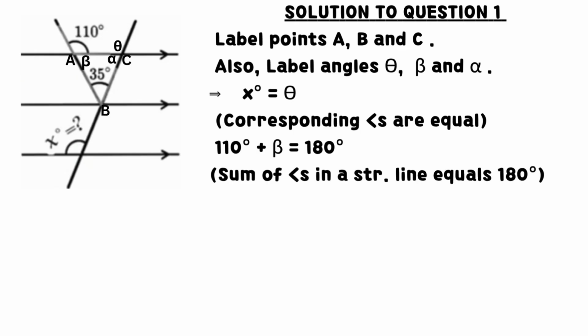The sum of 110 degrees and beta equals 180 degrees. This is because sum of angles in a straight line equals 180 degrees. It follows that beta equals 180 degrees minus 110 degrees, which equals 70 degrees.